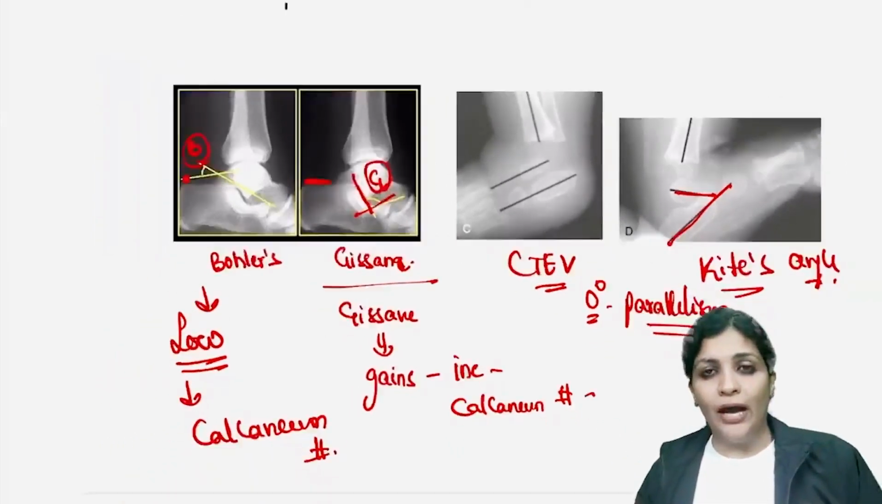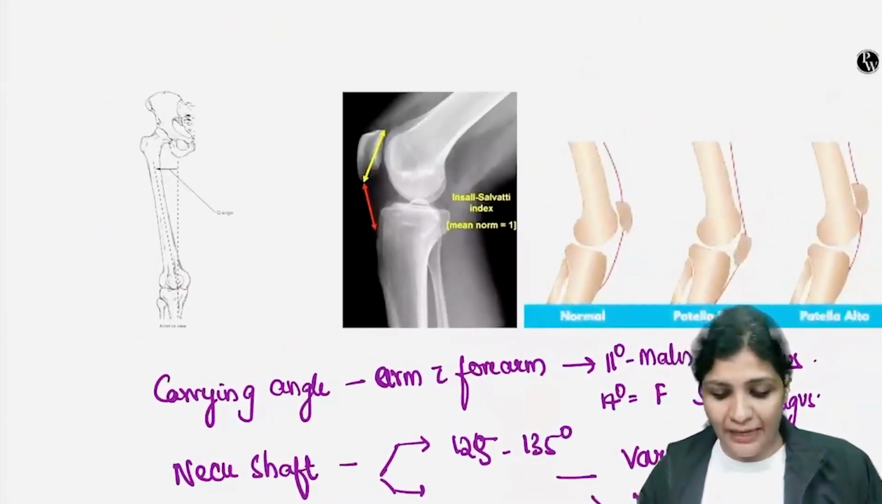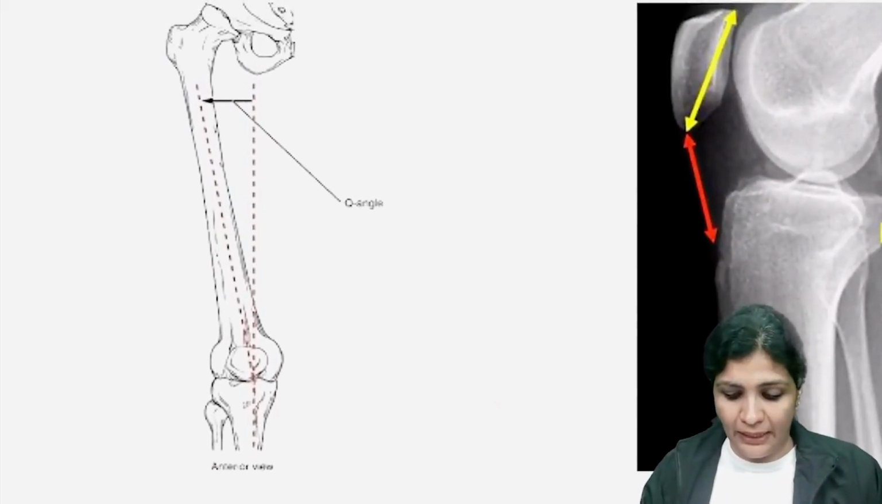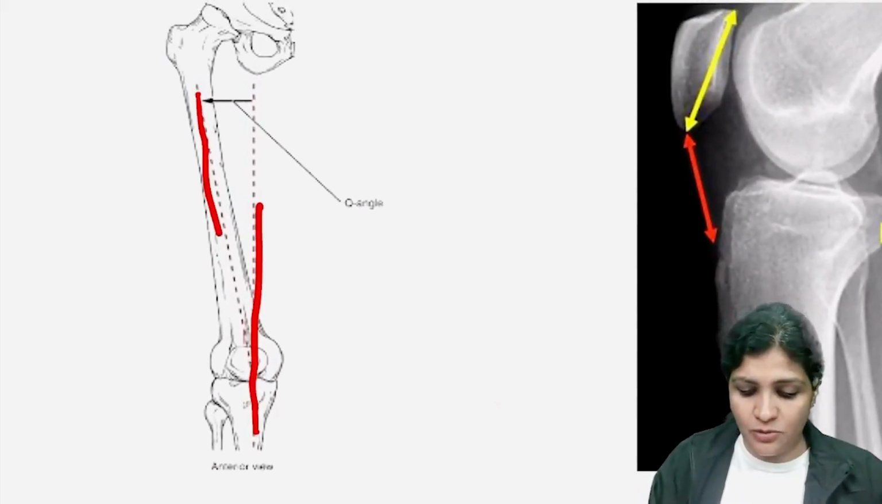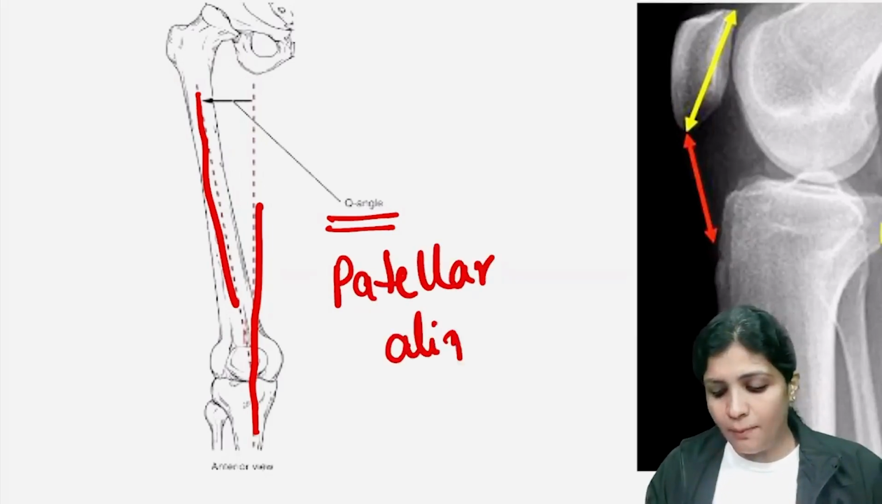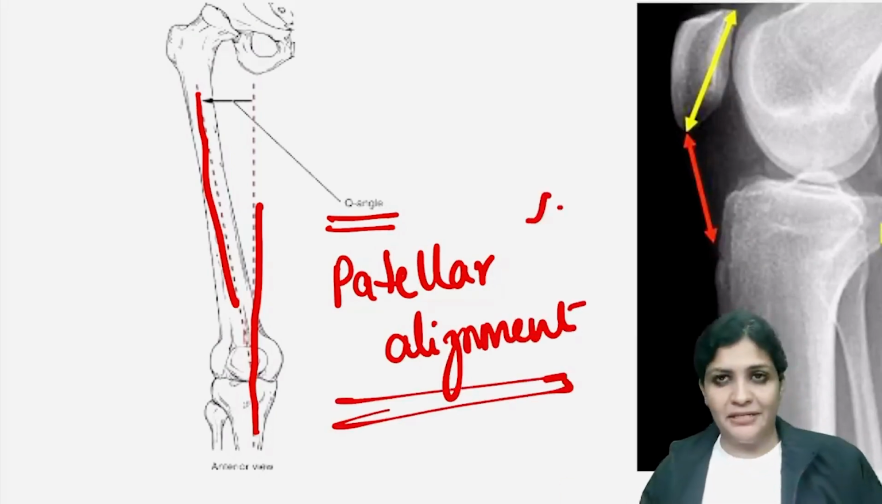And then we have Q angle, which is called the quadriceps angle. It is between the quadriceps and the ligamentum patellae. So for the patella there is one line, and for the quadriceps there is one line. This is called the Q angle, and it tells about your patellar alignment or patellar disruption, right? Called Q angle, patellar alignment.